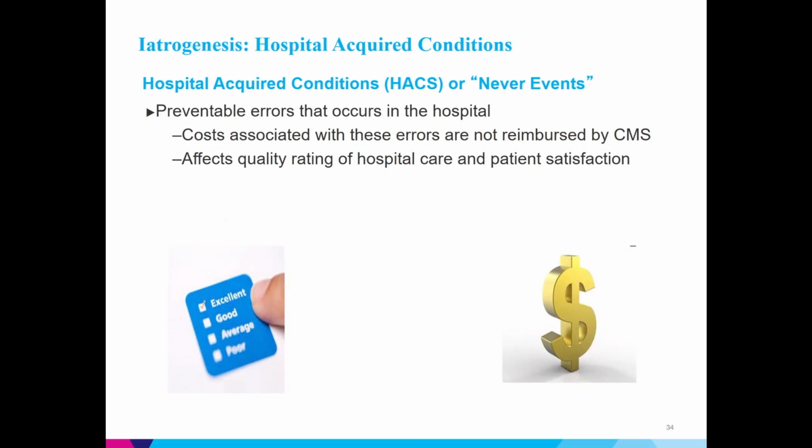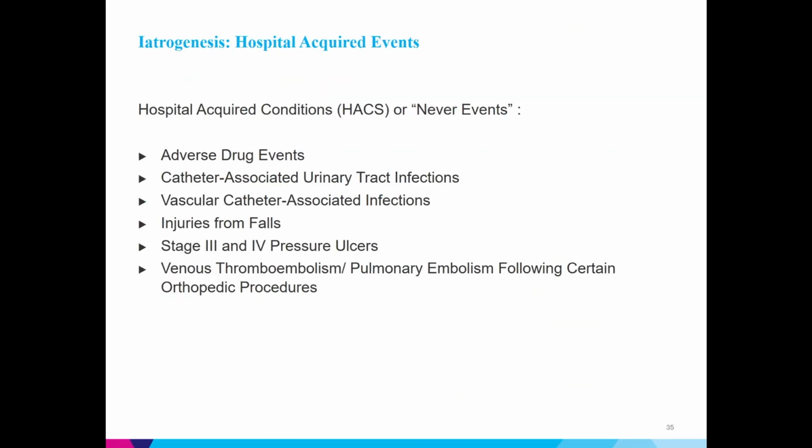I've listed here a few of the more common ones that we've seen, and some that have been mentioned already, and this includes adverse drug reactions, catheter-associated urinary tract infections, vascular catheter associated infections, injuries from falls, pressure ulcers, in particular stage 3 and stage 4, or VTE and PE after certain procedures. Again, so many of these overlap with some of the hazards already described in our case.